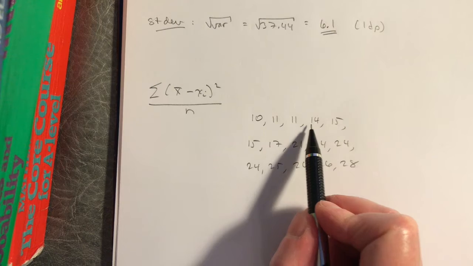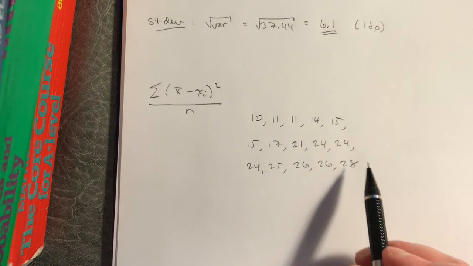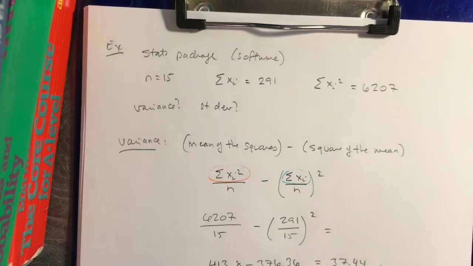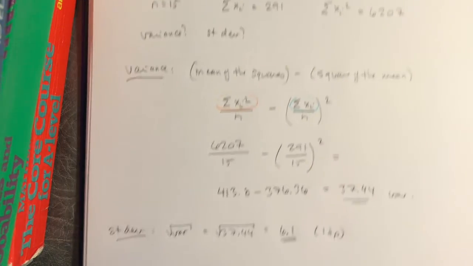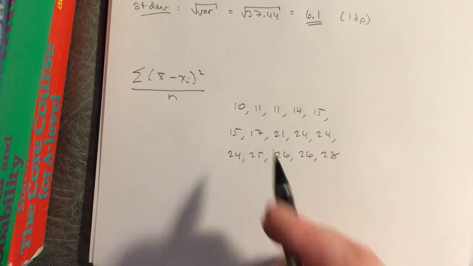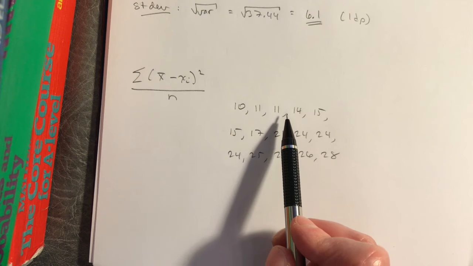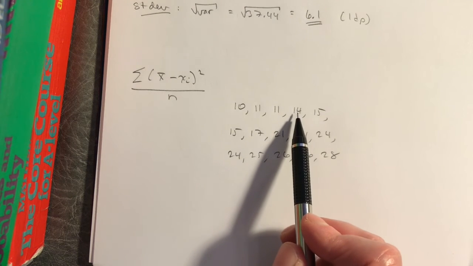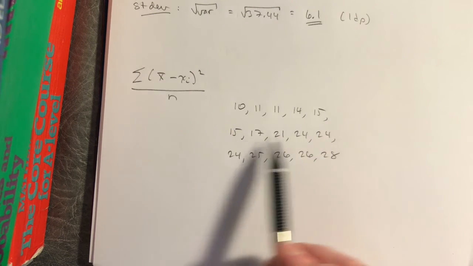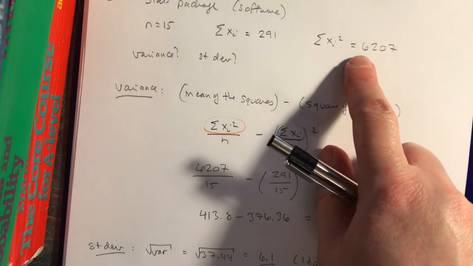So if you physically add all these numbers up, they should sum up to 291, because that's what I told you here. And if you square all these numbers and add those up, so 100 plus 121 plus 121 plus, I've forgotten what that is, plus, that's 289, isn't it? Plus 225 plus blah, blah, blah, you should come up with 6,207.